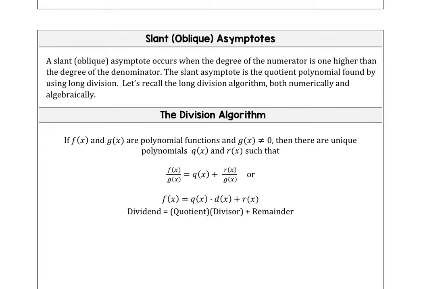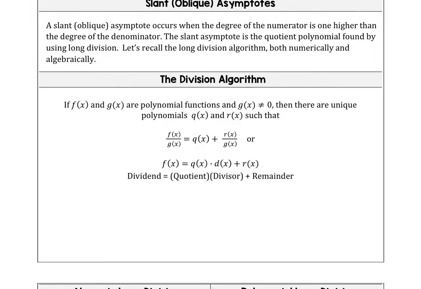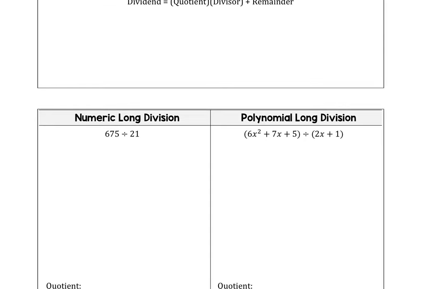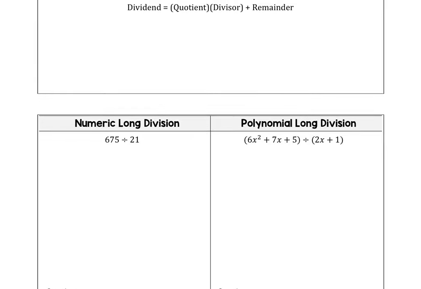Let's think about the division algorithm. We know that if we divide by numbers, let's look at the next example. 675 divided by 21. 675 is our dividend. 21 is our divisor. 21 divides 67 3 times. That's 63. When we subtract, we get 4 and bring down the 5.